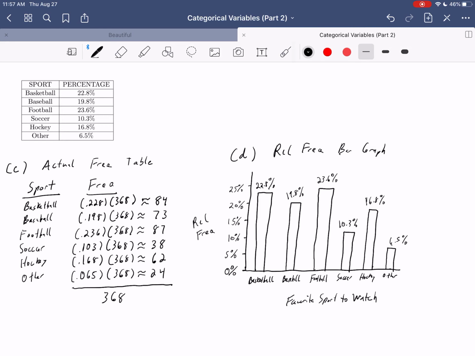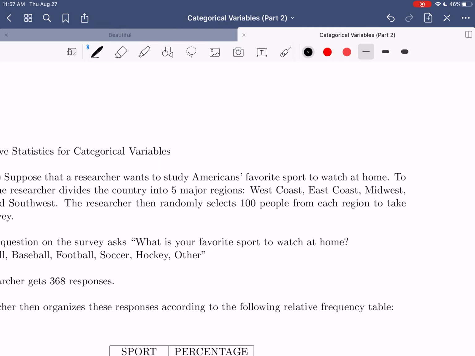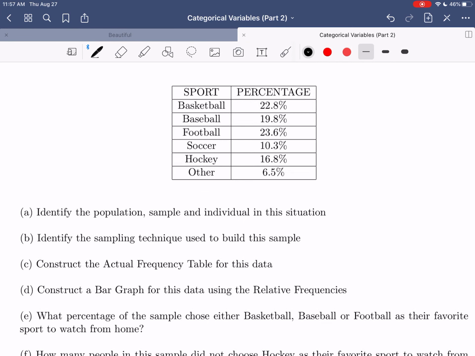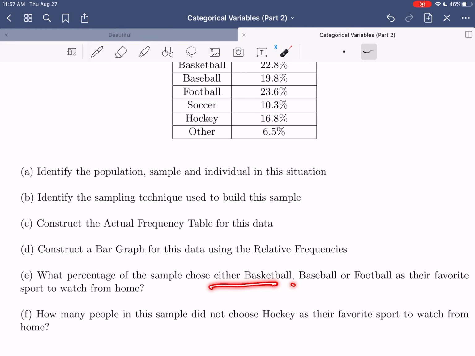Okay, let's answer a couple more follow-up questions from this. So for E, the question that was asked is what percentage of the sample chose either basketball, baseball, or football as their favorite sport to watch from home. Key thing here is that whenever you see this or, and you're talking about somebody choosing this category or this category or this category, or mathematically always indicates addition. So all we're going to need to do is sum up the percentages for each of these categories.